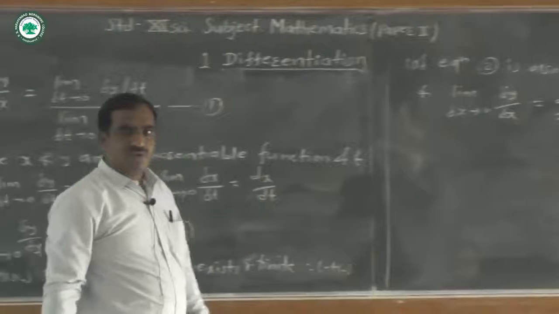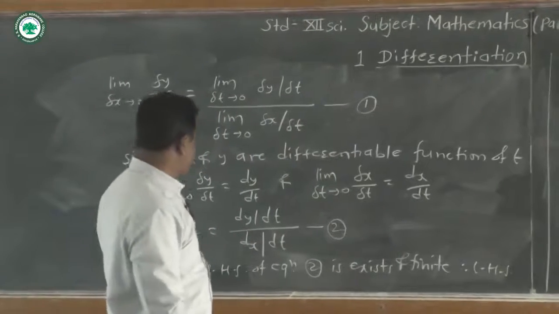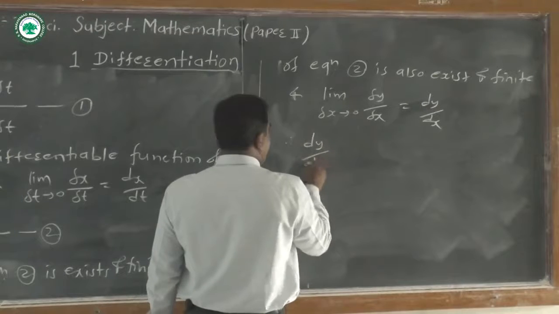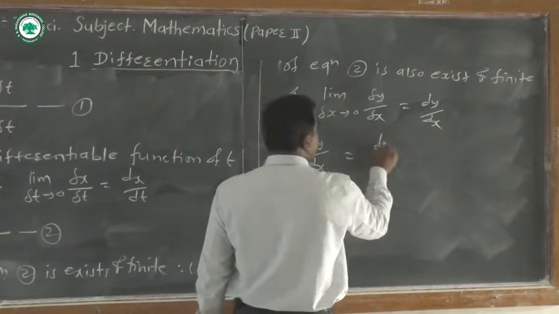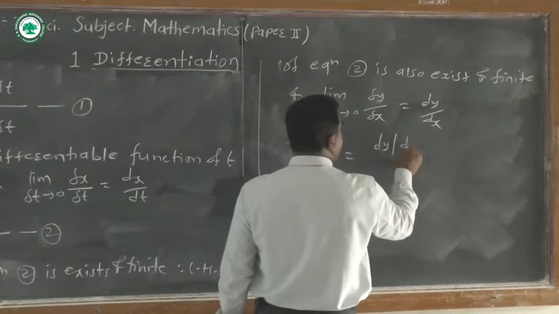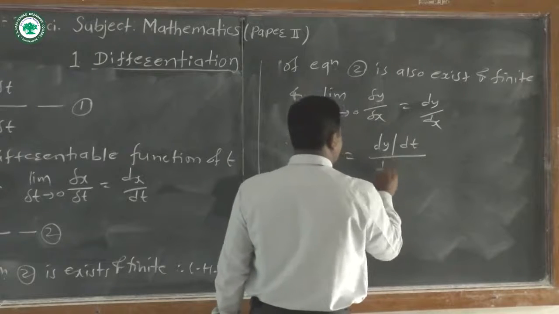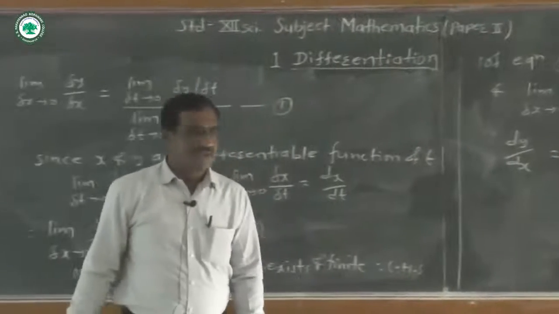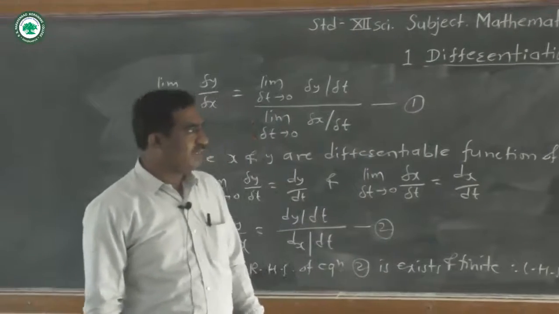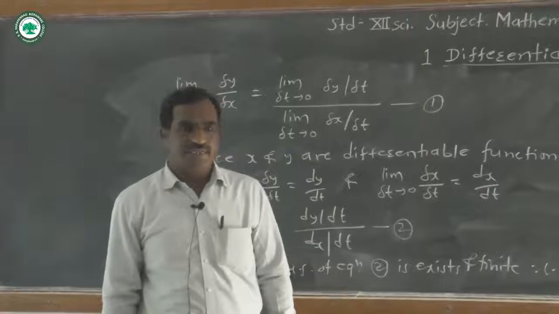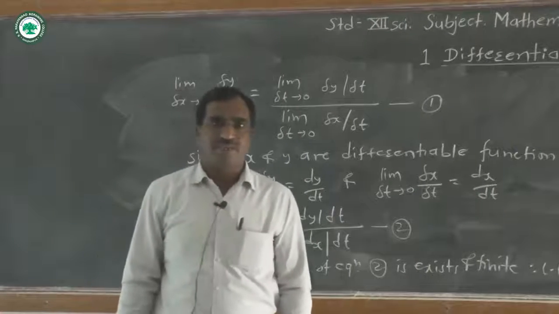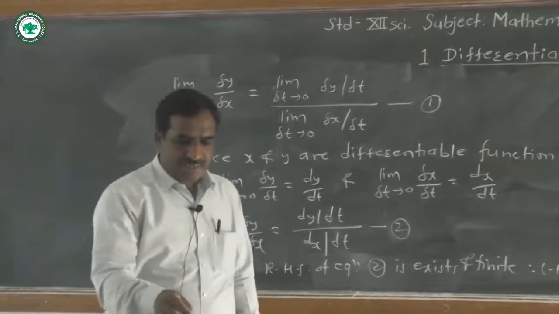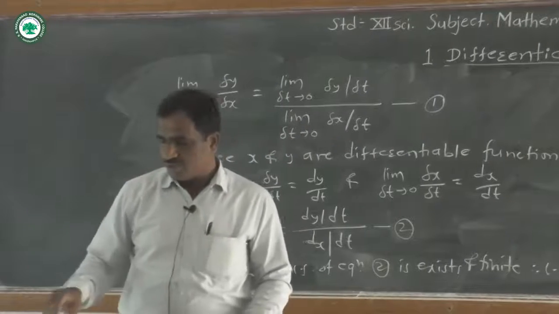Now put this value in equation second. Therefore we can write here dy by dx is equal to dy upon dt upon dx upon dt. Now this is called as parametric rule. Using this parametric rule, we can find the derivatives of parametric functions.